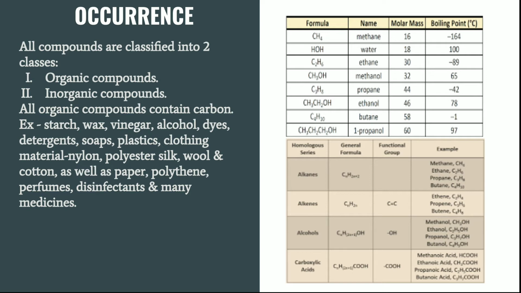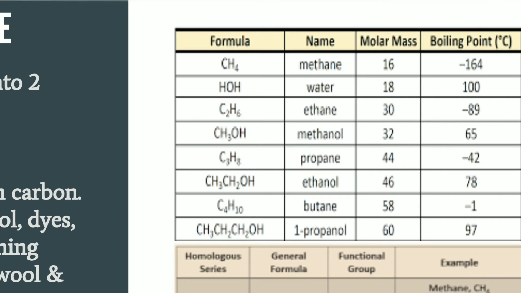Okay, so organic compounds like starch, wax, vinegar, alcohol, dyes, detergents, soaps, plastics, clothing material like nylon, polyester, silk, wool, cotton, as well as paper, polythene, perfumes, disinfectants, and many medicines. All these are organic compounds. Okay, see some of the organic compounds in formula form.